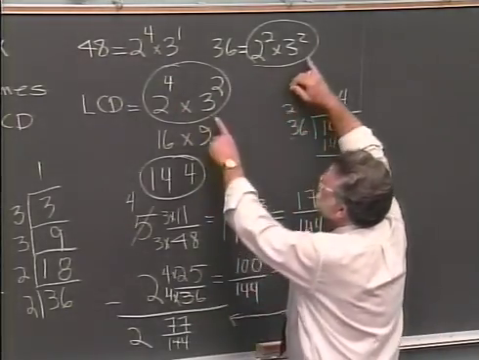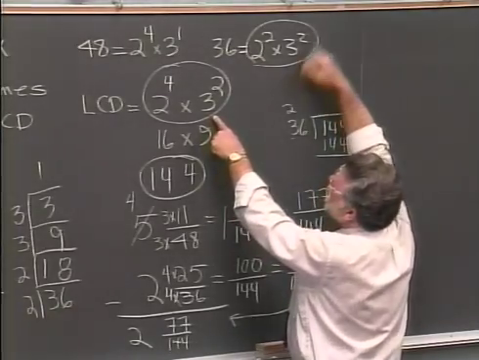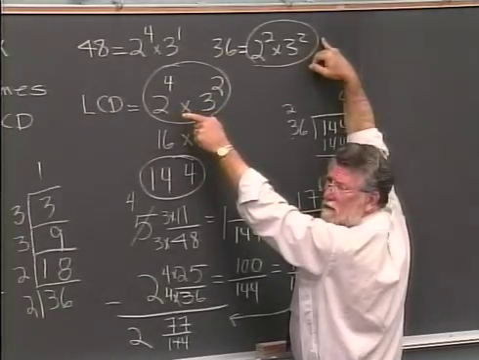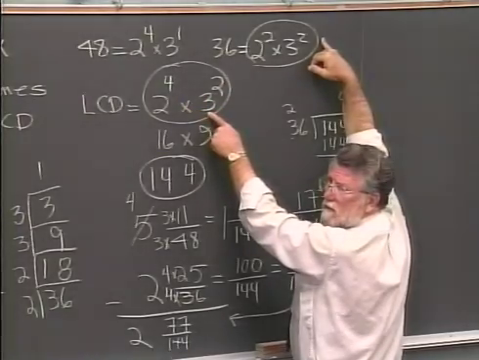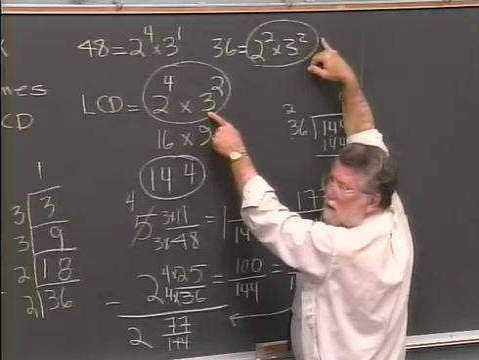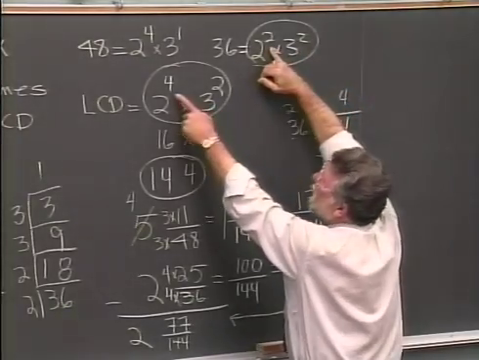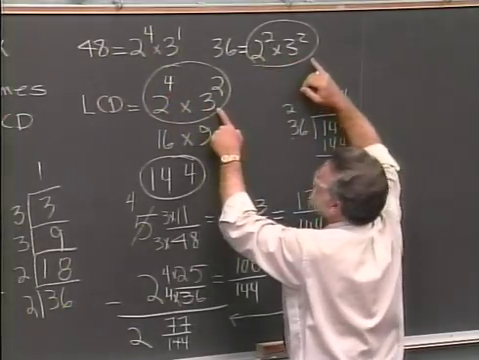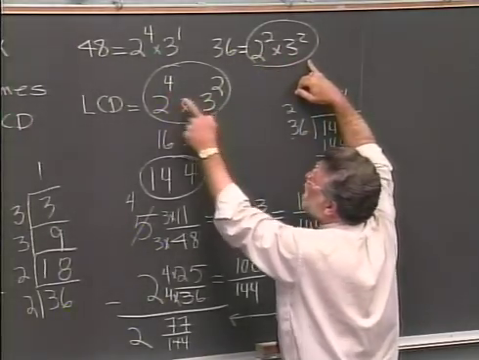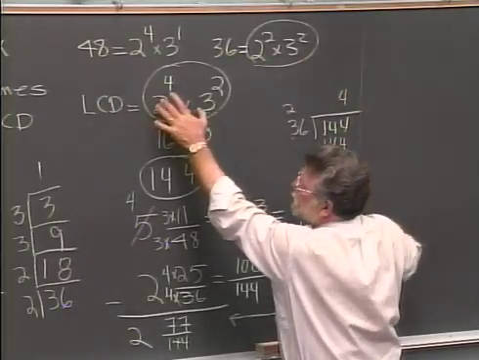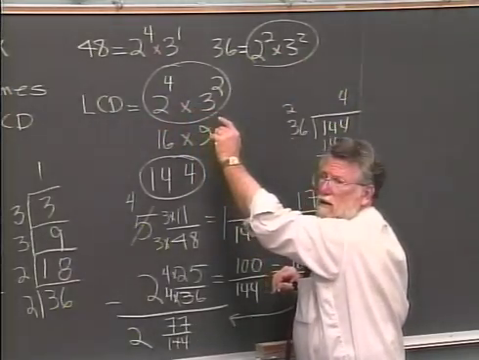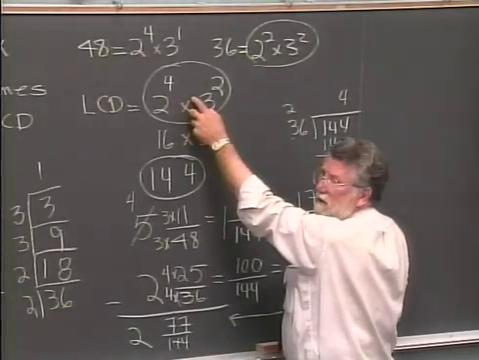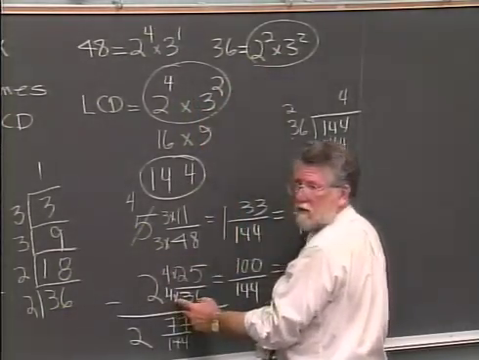Okay, let's look up here. The 36 is what I had, and this is what I want. Agreed? How are they different? Well, here I have 2 2's, here I have 4 2's. That's the difference, correct? The 3 to the second is the same. The thing that's different is I have 2 more 2's here. So if I multiply this by 4, I have this. That's where the 4 came from here.